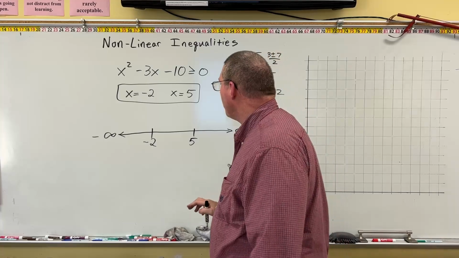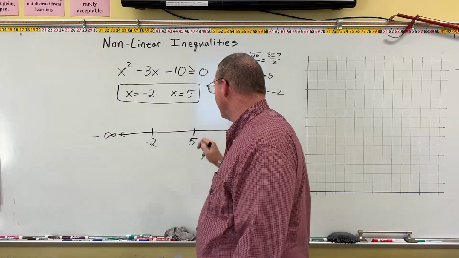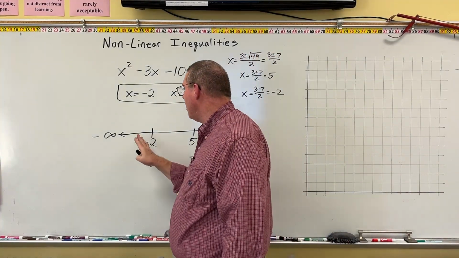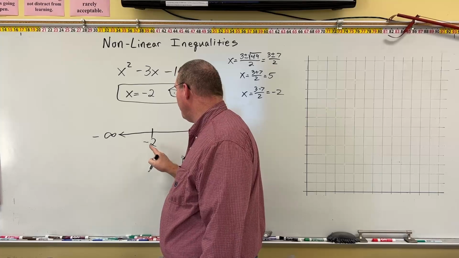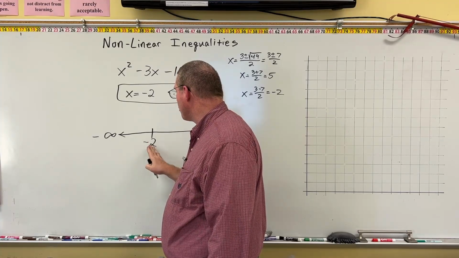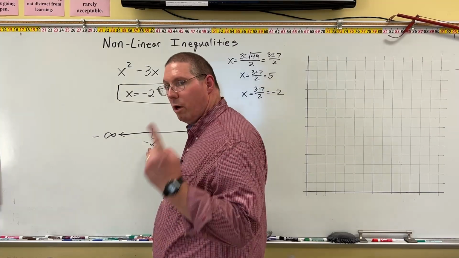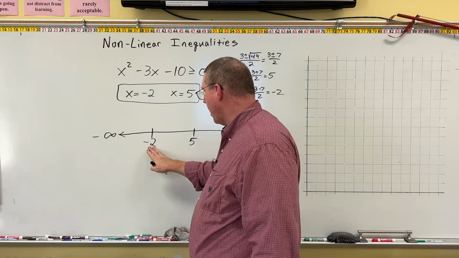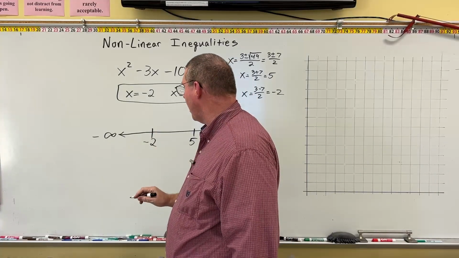Okay? The way we're going to decide whether we put a positive or negative sign is we're going to pick a number that's on this interval. Typically, I just pick a number that is one unit smaller than this. So this is negative 2, so I typically go with negative 3.